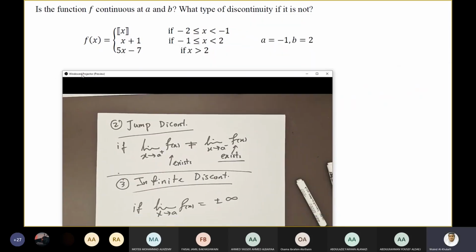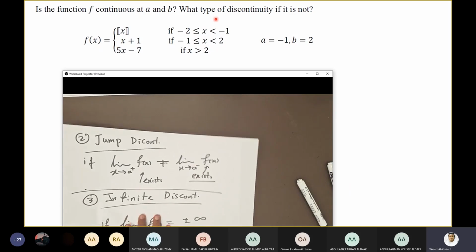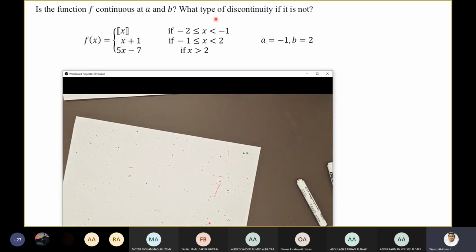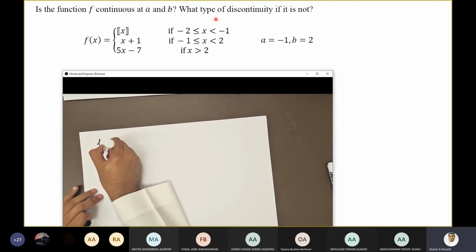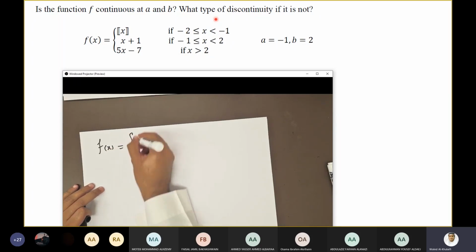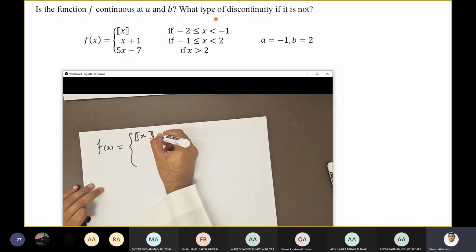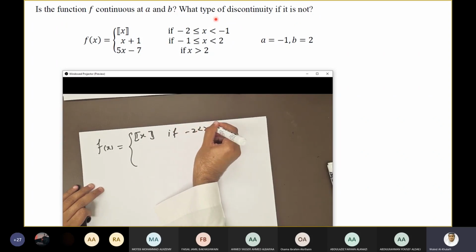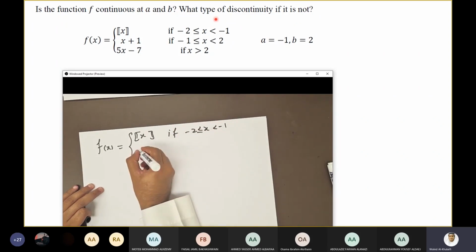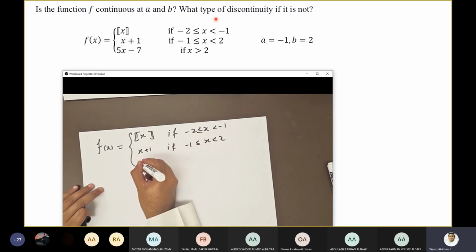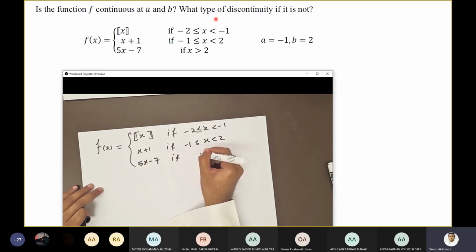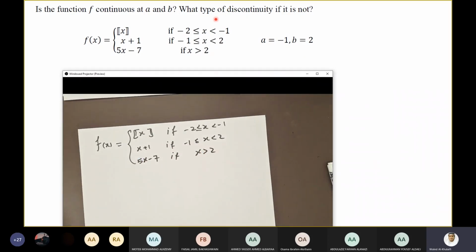Now look at the question. Is the function f continuous at a and b? What type of discontinuity if it is not? The first function I have is piecewise. The first piece is the greatest integer function of x if -2 less than x less than -1, and then x plus 1 if -1 less than or equal to x less than 2, and then 5x minus 7 if x greater than 2. Okay, and he said please check at -1 and 2.